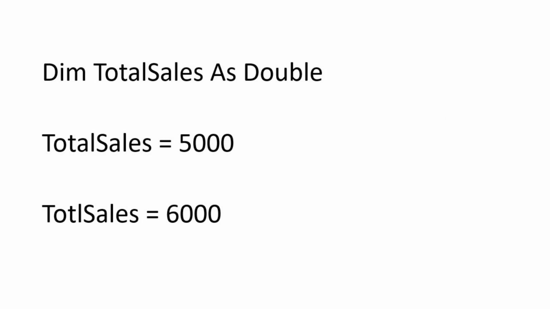Why do beginners struggle with Option Explicit? Most beginners assume VBA will warn them when they make mistakes. Unfortunately, that's not always true. Consider this example. Dim TotalSales As Double, TotalSales = 5,000 and TotalSales = 6,000. Compare the sales code. Can you spot the error? The second variable is missing the letter A.